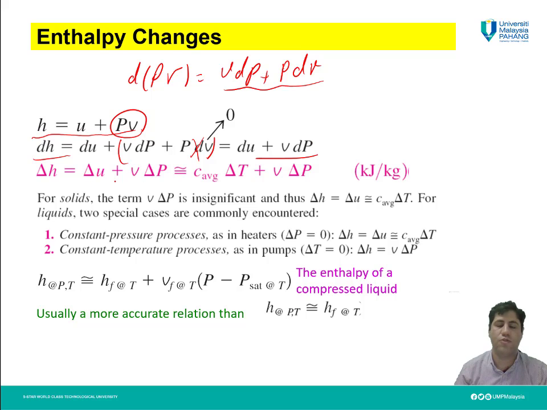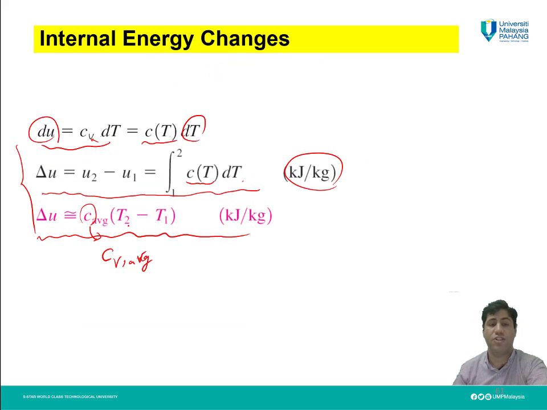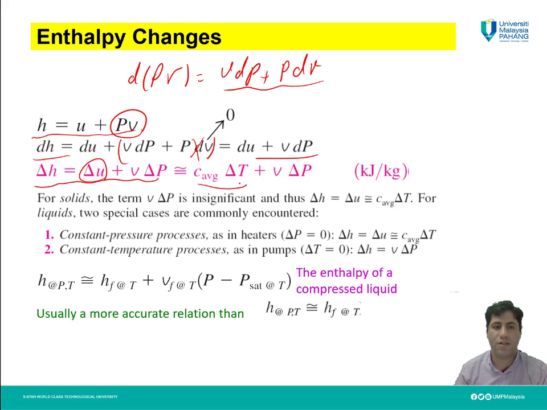This is the equation which we have, and if we write in terms of delta, delta H equal to delta U plus V delta P, or generally C average delta T for delta U, what we found here. We can write delta H like this: we write delta U as C average delta T instead of delta U plus V delta P.